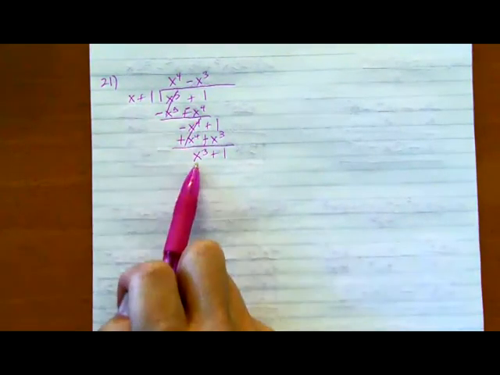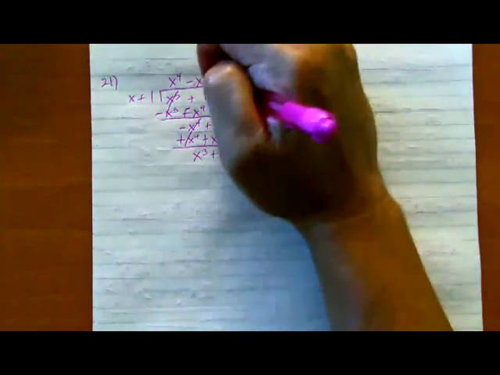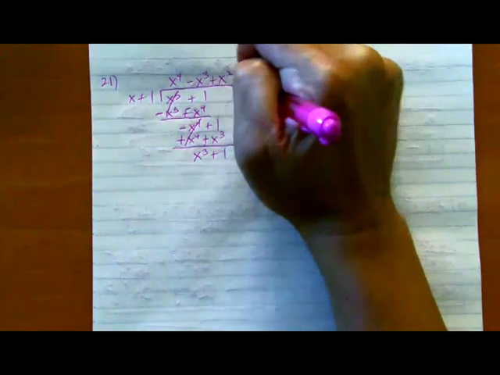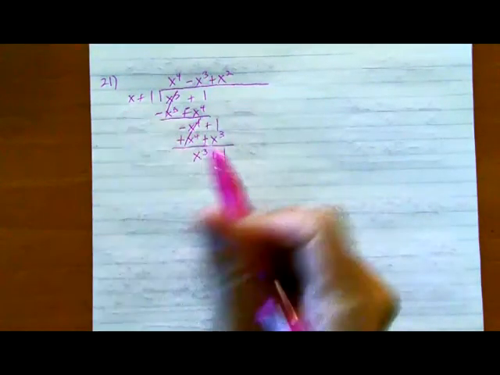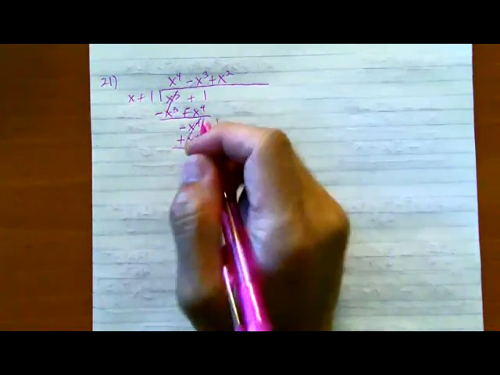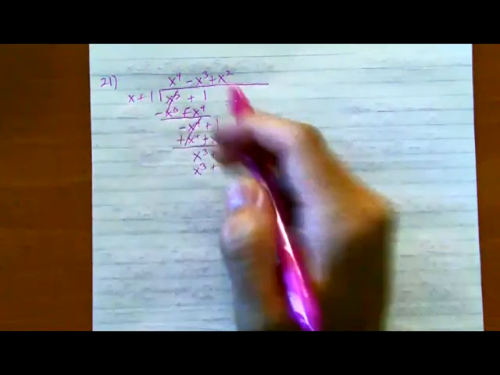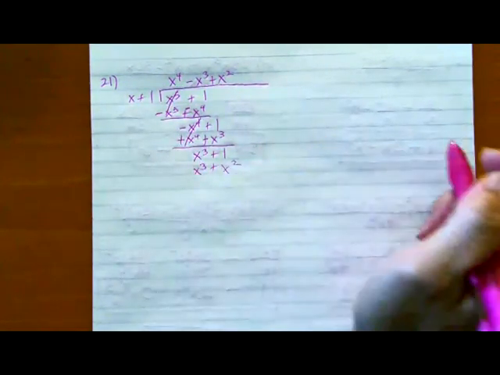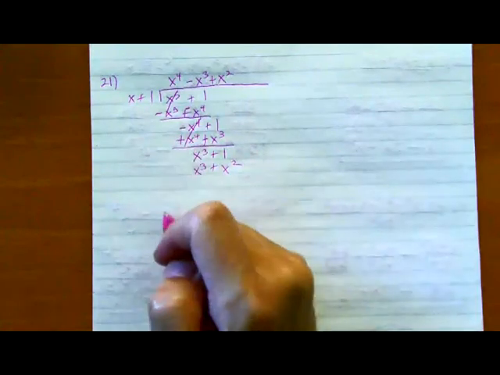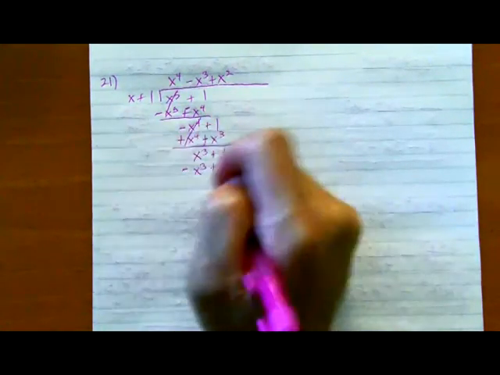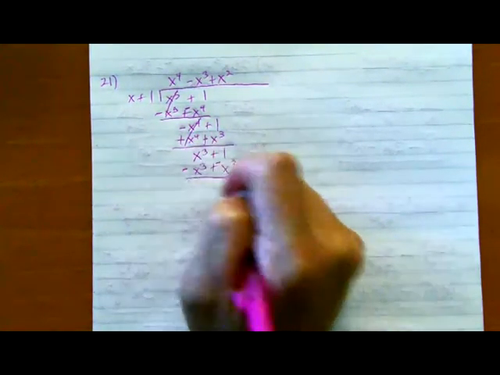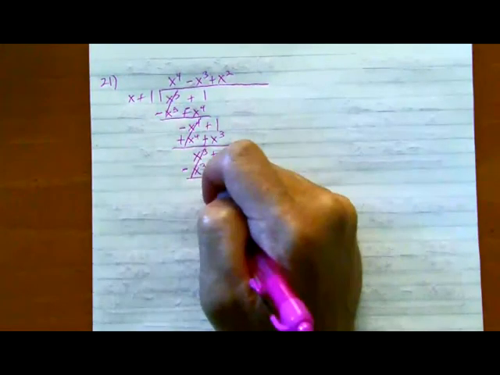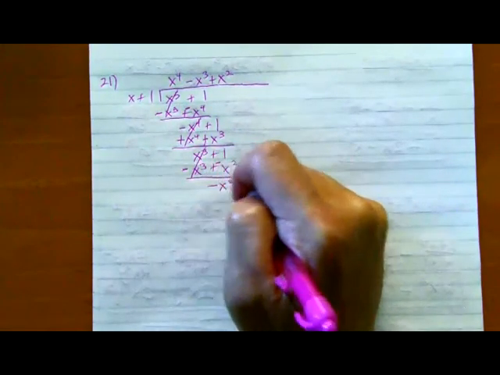Something times x gives me x to the 3rd plus x to the 2nd. We multiply to both terms: x to the 3rd plus x to the 2nd. The signs change. This becomes minus, this becomes minus. That cancels. Negative x to the 2nd plus 1.